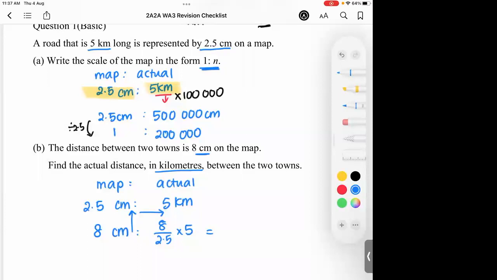16. 16 is whose voice? This one is whose, me, voice? Elise. Okay, Elise, is it? Okay, thank you. So 16 kilometer. Brian, you finished writing already or not?